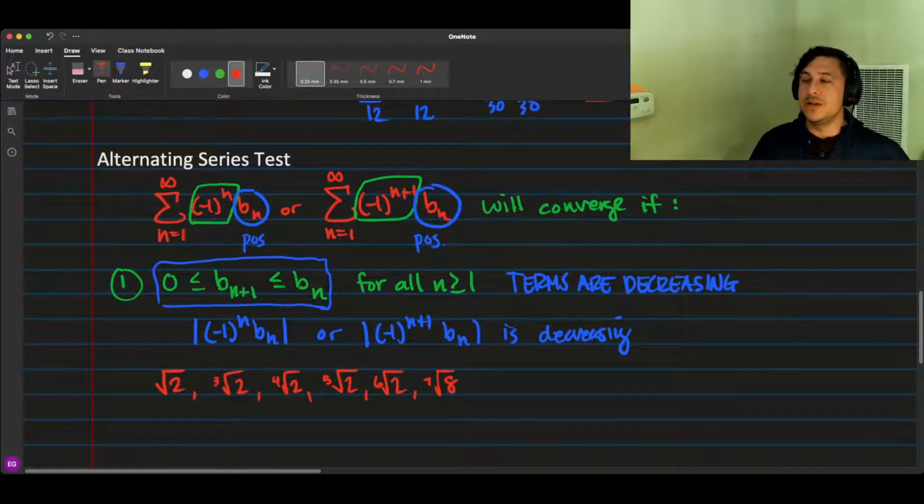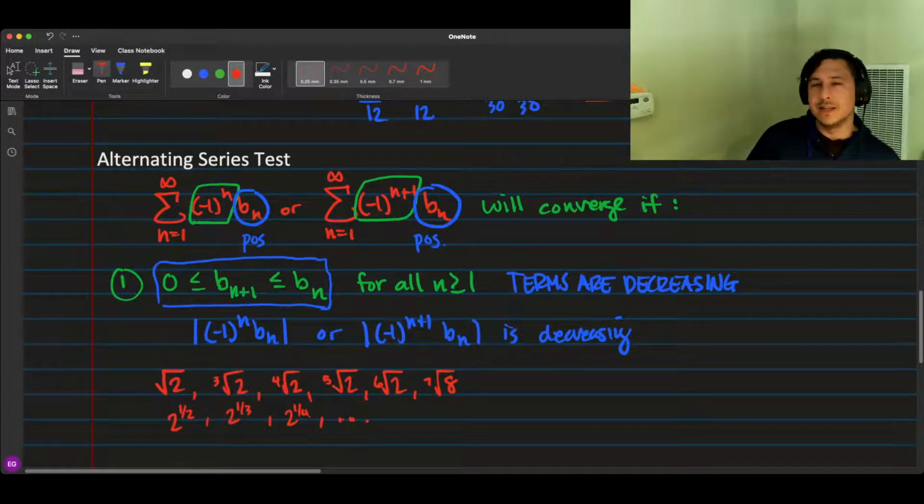So yes, it's true that the square root of 2 is 2 to the 1/2. The cube root of 2 is 2 to the 1/3. The fourth root of 2 is 2 to the 1/4, and so on. However, that fractional part has nothing to do with literally being able to write the number as a fraction. For instance, 2 to the 1/4, I'm pretty sure, is an irrational number which can never be written as a fraction. But yeah, it has a fraction in it.